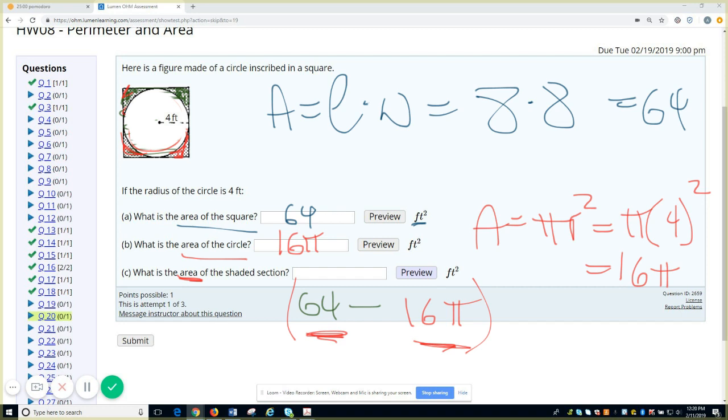Now, the important part to remember here is that 64 and 16 pi are not like terms, so you can't actually subtract 16 from 64. As discussed in class, you do have the order of operations happening here, where the multiplication by pi should happen first and then the subtraction. So if we're not multiplying through, then we should just leave our answer like so. Now, it's possible that the problem might accept the approximation, but let's use pi.